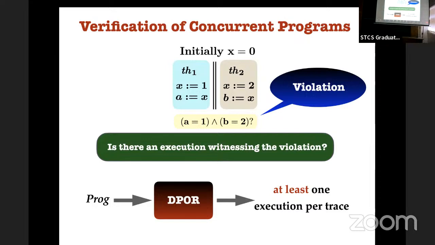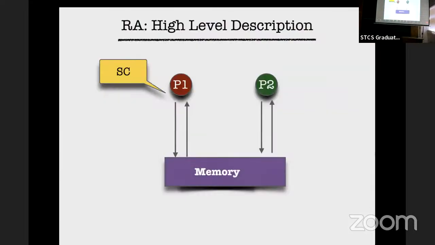And now let's look at the formal semantics for release acquire. So just to give a picture of what sequential consistency looks like, there is a global memory and everybody is talking to that memory. That's how everybody synchronizes. Everybody looks at the same object. That is sequential consistency.